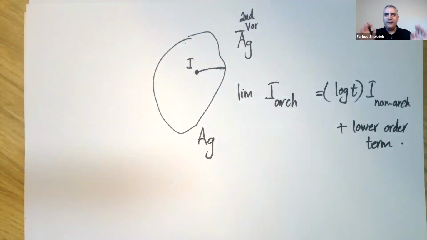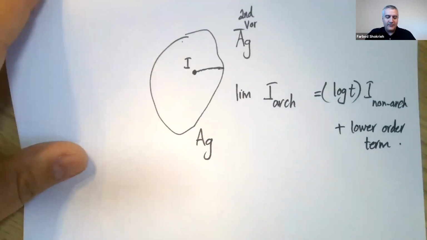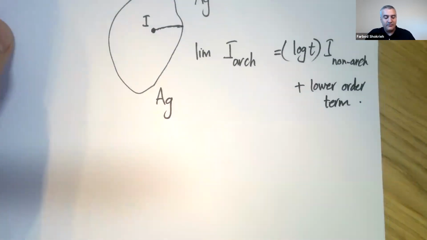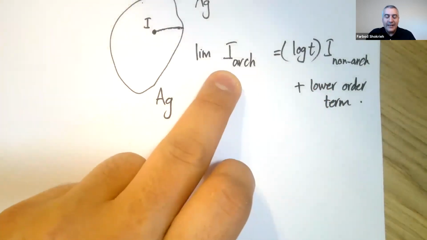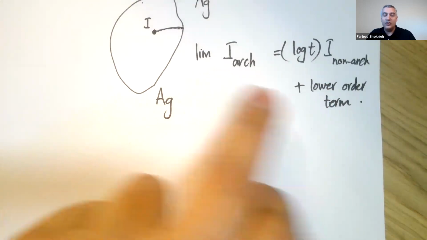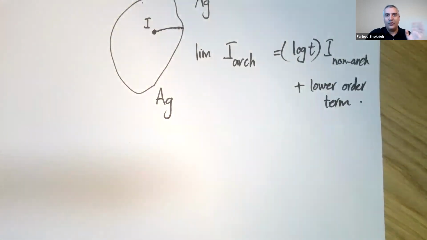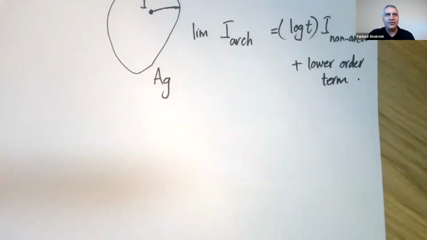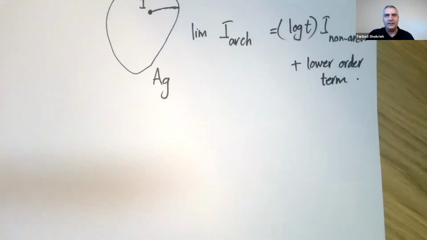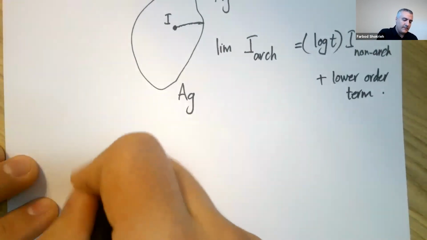Okay, if it was a tropical talk, I would just say, maybe vaguely, that the tropicalization or tropical limit of Archimedean I is equal to non-Archimedean I. That's a quick way of saying it. But we actually care about the error term as well. We just don't want to take the limit. Anyway, and then we have applications.